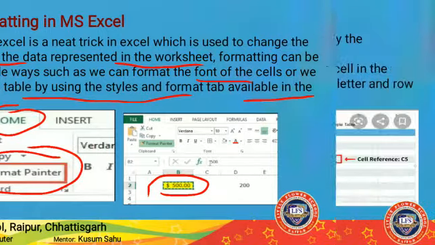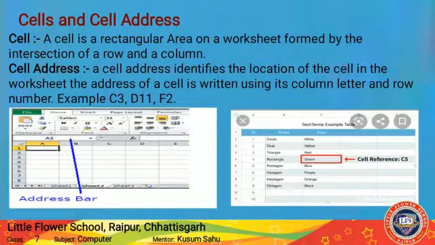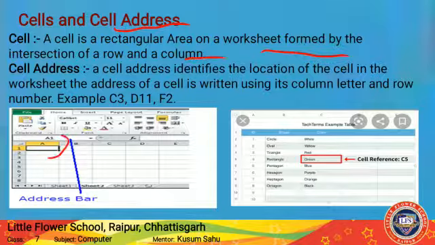Now come to the next one here, cells and cell address. We have already learned about cells. What are cells? A cell is a rectangular area on a worksheet formed by the intersection of row and column. Here you can see, these are called cells. And now come to the next term, that is cell address. A cell address identifies the location of the cell in the worksheet. The address of a cell is written using its column letter and row number.